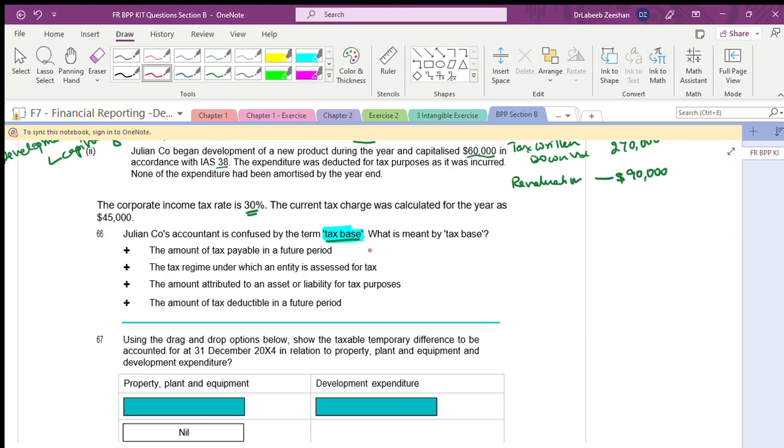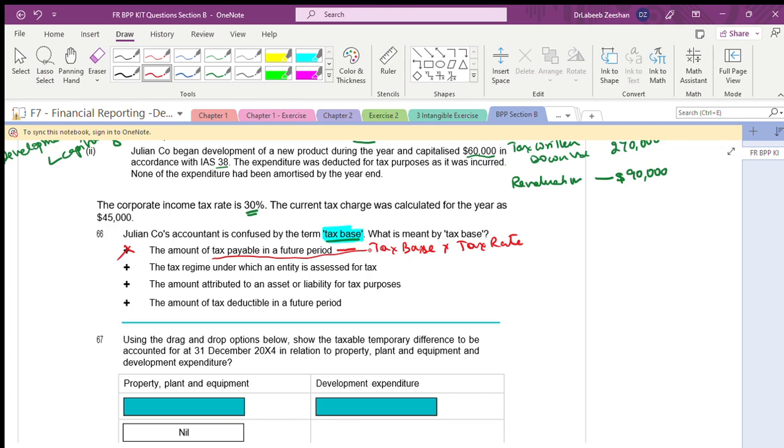See what happened? The amount of tax payable, what is the formula for this? Tax payable is nothing but tax base times tax rate. This is the formula: the amount of tax payable is nothing but tax base into tax rate.